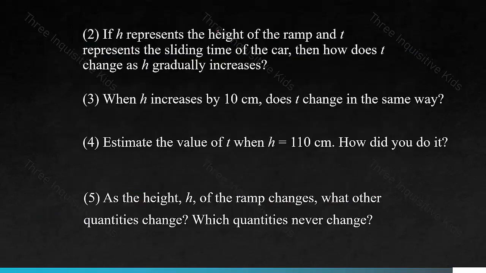If h represents the height of the ramp and t represents the sliding time of the car, then how does t change as h gradually increases? So t would be decreasing as h increases.